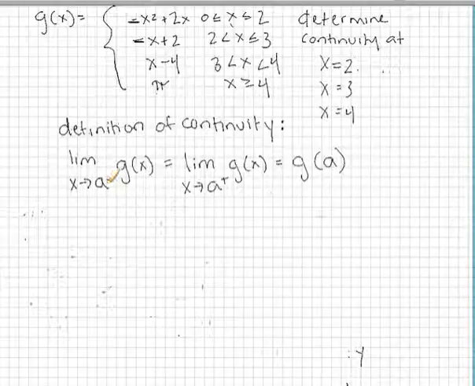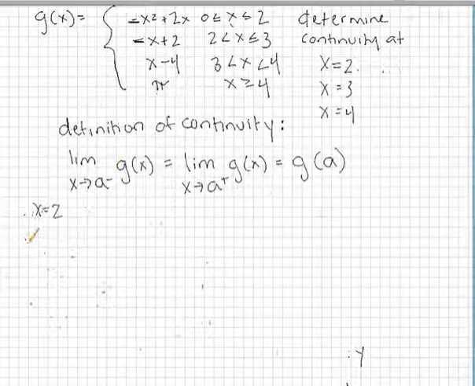So to determine continuity for this particular function, we actually need to look at the technical definition, which is that if g of x is continuous, the limit as we approach from the left will be the same as if we approached from the right, will be the same as if we just evaluated the function. So let's look at the first number, x equals 2.